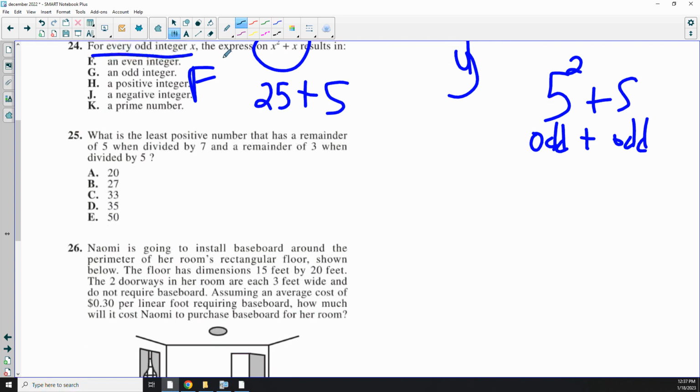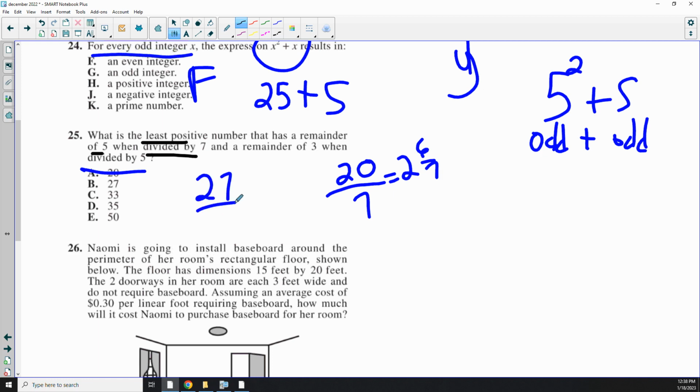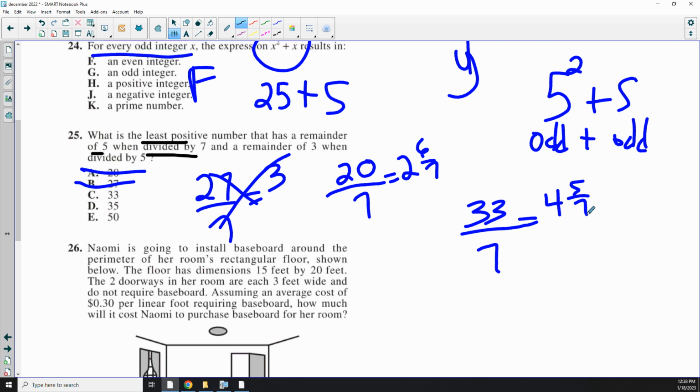What is the least number? I've seen this movie before. When you divide by 7, there's a remainder of 5. Well, let's start with 20. When I divide 7 into 20, I get 2 with a remainder of 6. So that's out. What about 27? I get 3 with a remainder of 6. That's out. I think the answer's 33. When I divide it by 7, I get 4 and a remainder of 5. And when I divide it by 5, I get 6 and a remainder of 3. So C fits the bill. It doesn't matter if these two are answers anyway. They're not. But it's the least number anyhow. So it's C.